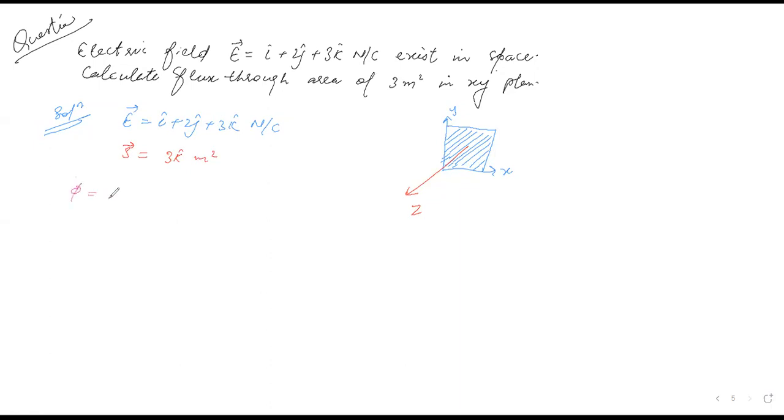What will be the final calculation? Phi is equal to E dot S, with E as I, 2J, 3K. And for S, we can write 0I, 0J plus 3K. Am I right or not? When you multiply I and J with the other bracket's I and J, you get 0 plus 0, and 3K and 3K will be 9. Finally, you get 9. Note it down, please. This is your final answer.